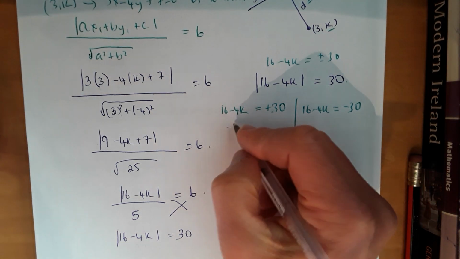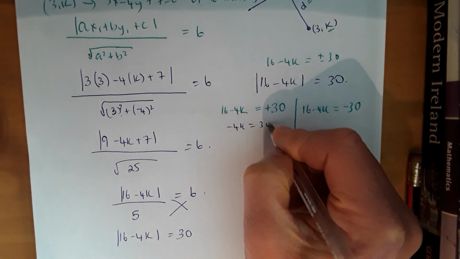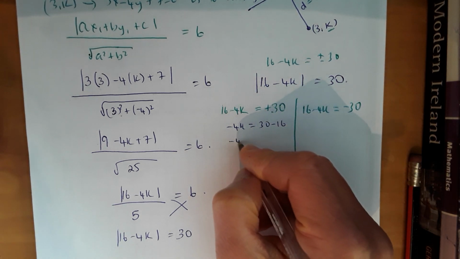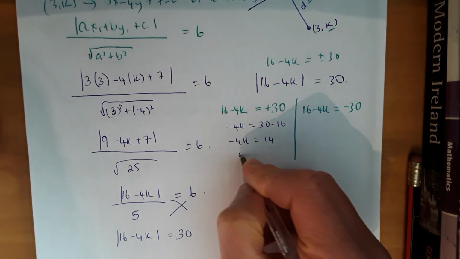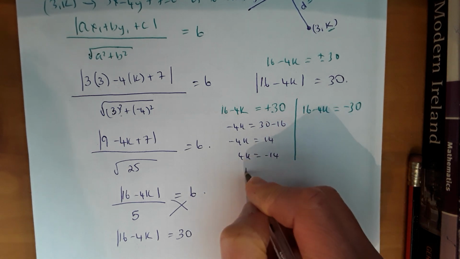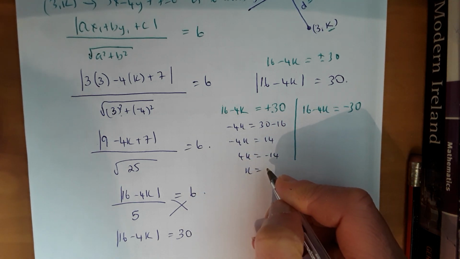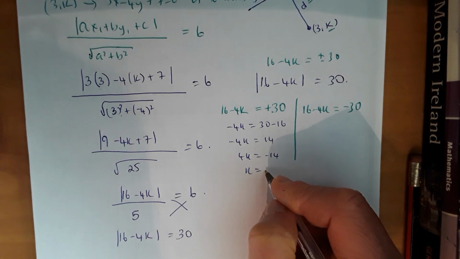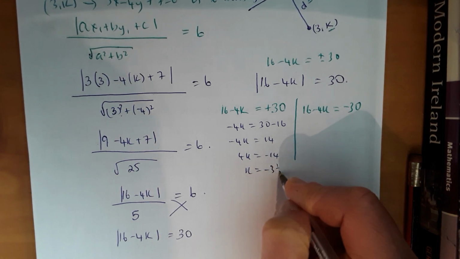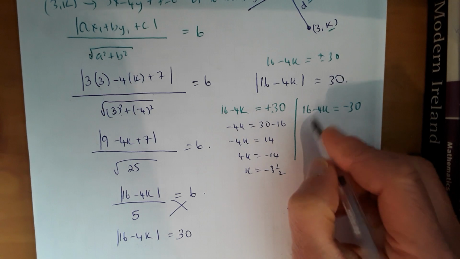So minus 4k is equal to 30 minus 16 when you bring it over. Minus 4k is 14, so 4k is minus 14. So k is minus 14 divided by 4, which is minus 3.5. Okay, on to the next one.